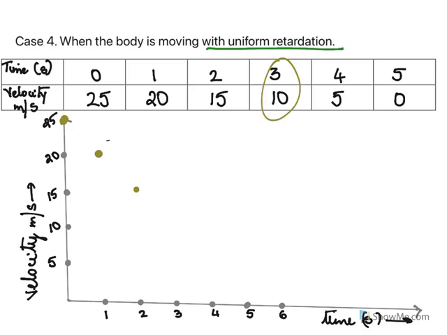Next we'll take 3 and 10. So 3 and 10, and now the point would be somewhere here. Next we have 4 and 5, 4, and then this is 5. For the last time 5, velocity 0, and that point would be out here. I will join the points. Have you seen here the velocity is decreasing? So this would be the graph of uniform retardation.